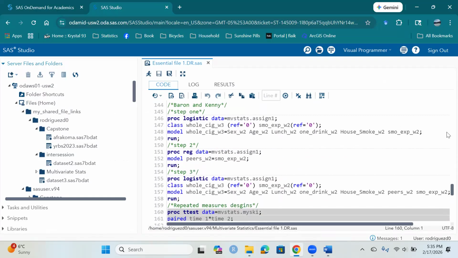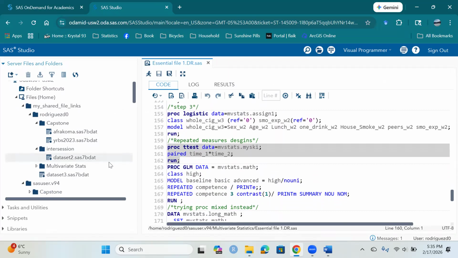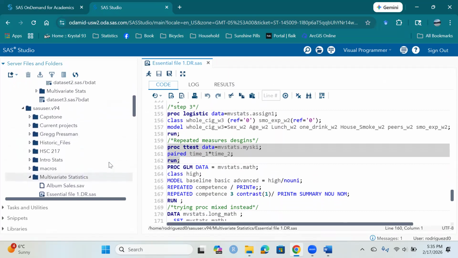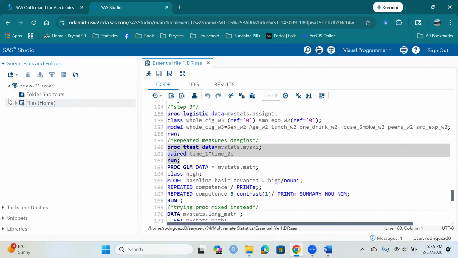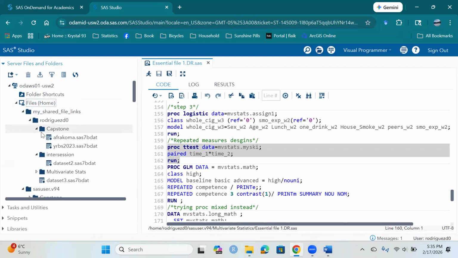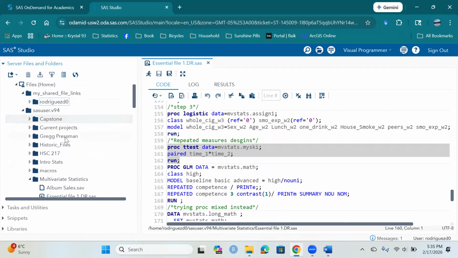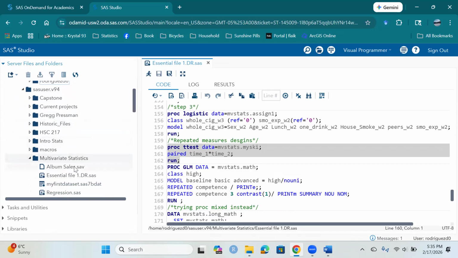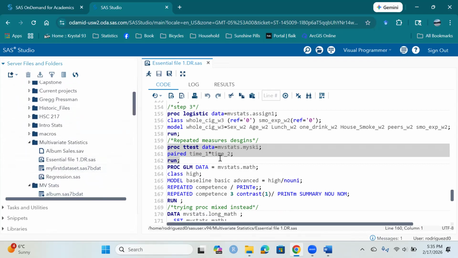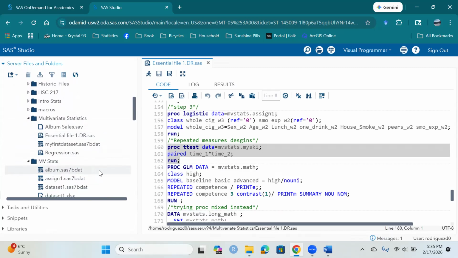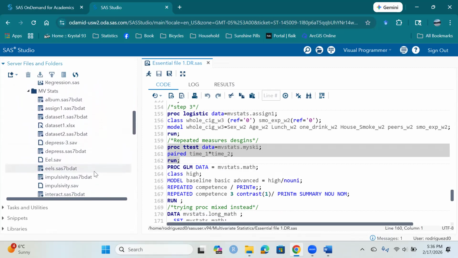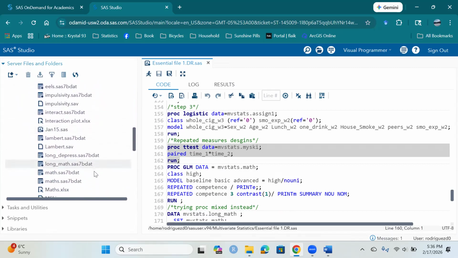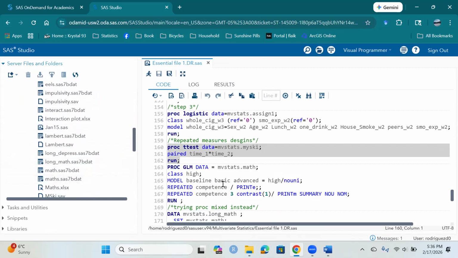So let's go to our data. Of course, I already downloaded this data file. Let me go back here. I don't need this one. Here you go. Let's go to our data file for my multivariate stats course. This is our programming file. You can see that we already downloaded that data set. Where is it? I think I called it math. Yeah, math. All right.